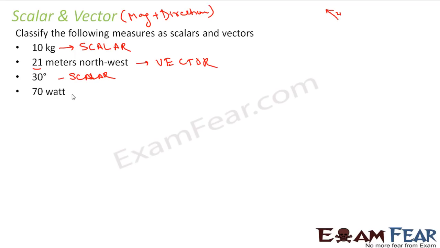So it is a scalar. 70 watt, again, it has a magnitude but no direction. So we don't talk about 70 watt in east direction or west direction. So it's a scalar quantity. Next, a charge, say 17 coulomb or 18 coulomb. It has no direction. So it will be a scalar. Correct?